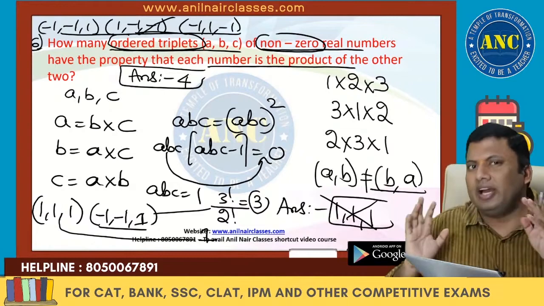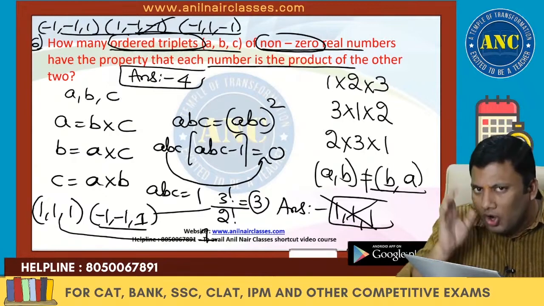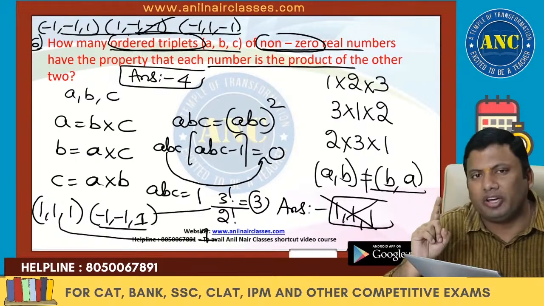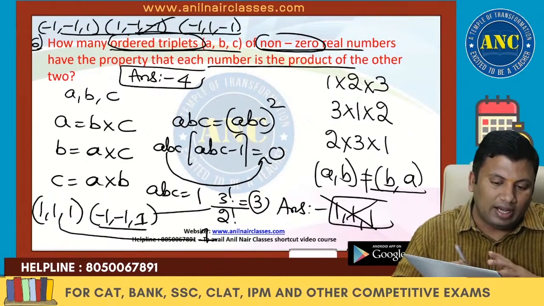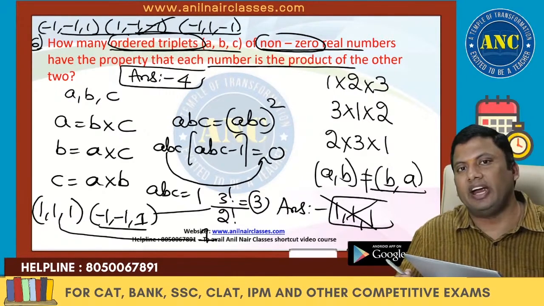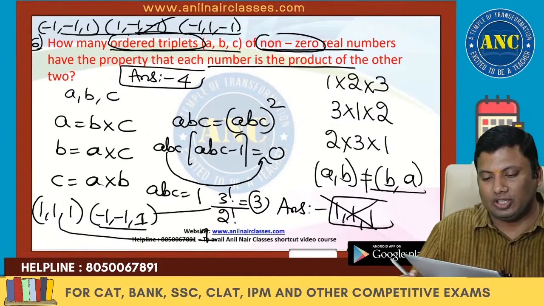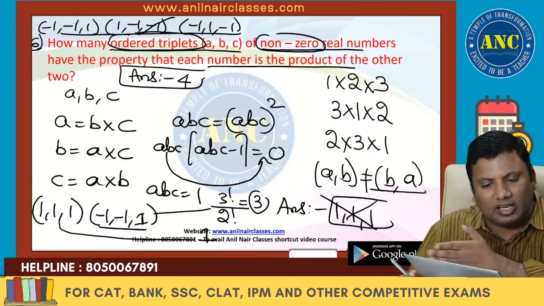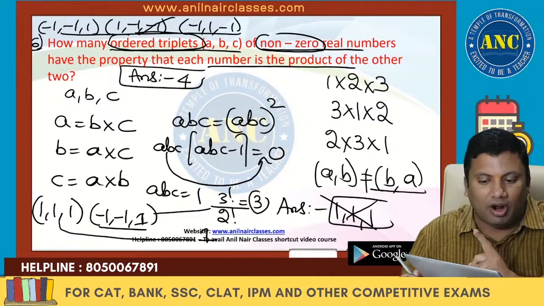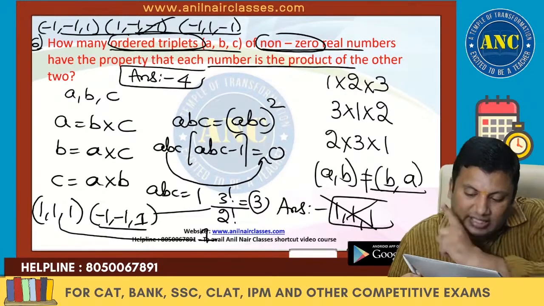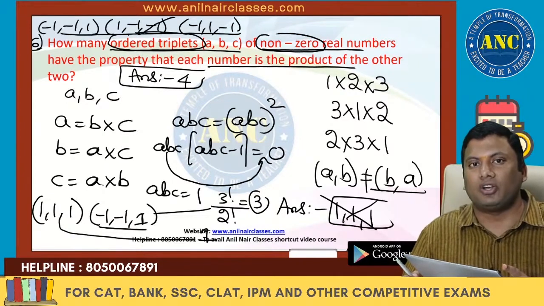This is a commonly made silly mistake, and it is only because you have not read the question properly. It has nothing to do with whether you know the concept or not. These are the questions which actually throw you from the 98 percentile to the 95 percentile because of a little impatience. Immediately you read that each number is the product of the other two, 1, 1, 1 will satisfy, and you tick mark. What you are forgetting is that it is only said to be a non-zero real number. It is not said that all the numbers are positive real numbers.